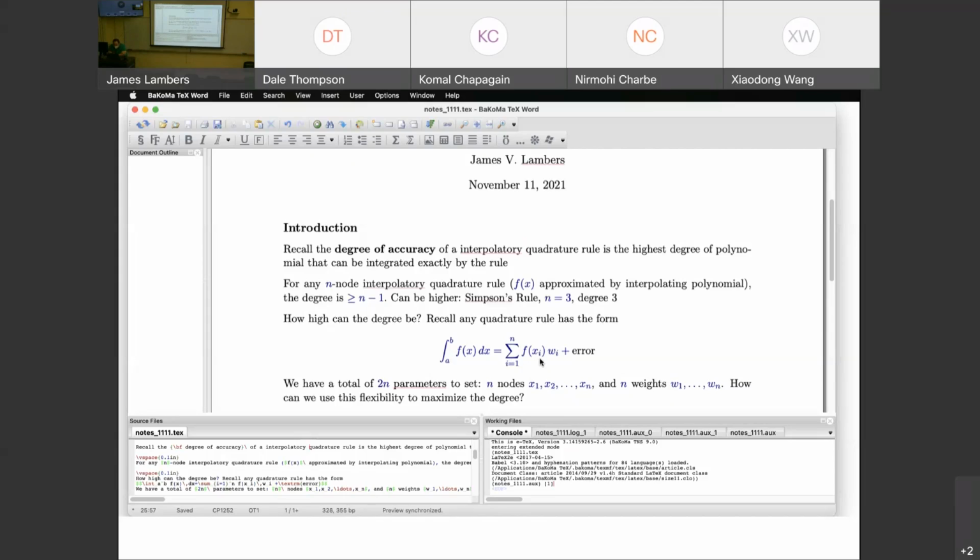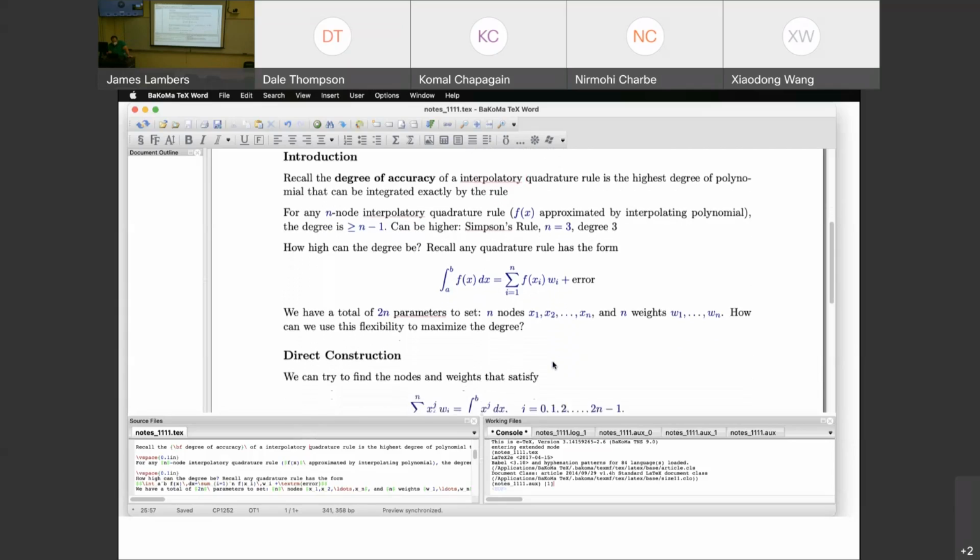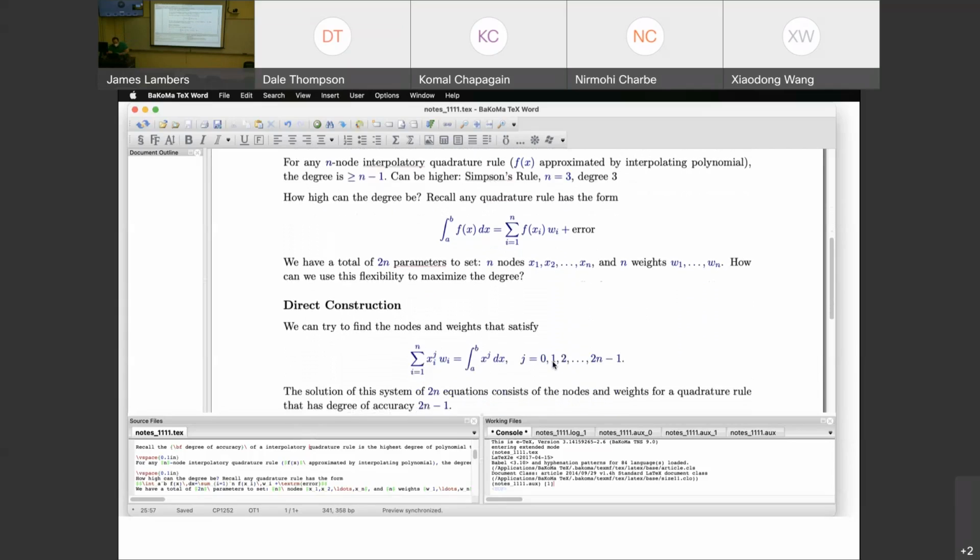So what I can do is put in for f of x powers of x, x to the 0, x to the 1, x squared, and so forth, and require the quadrature rule to match the exact values of the integrals of those powers of x. So I can set up a system of 2n equations in 2n unknowns, where the unknowns are the nodes and the weights. And that is what is called direct construction.